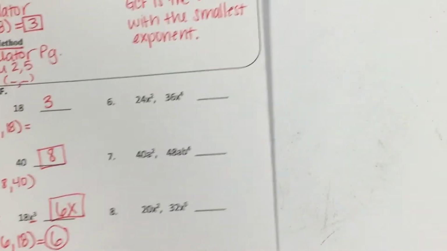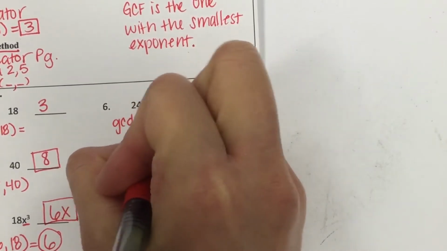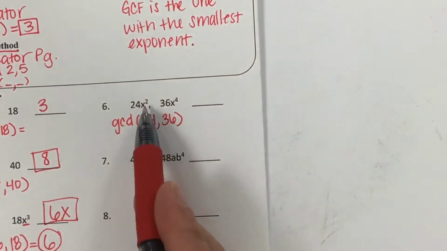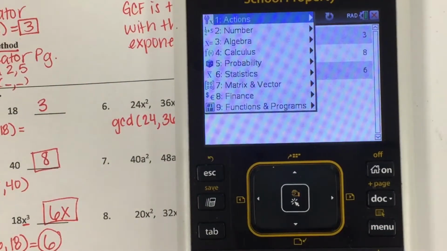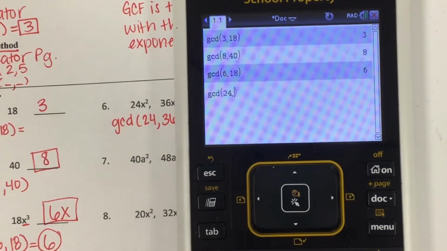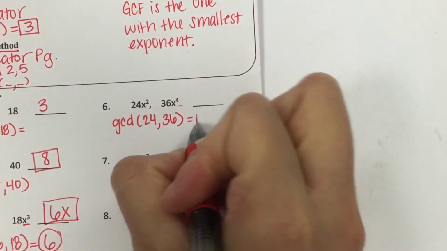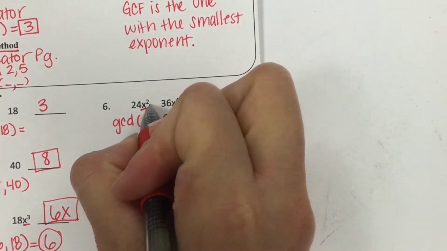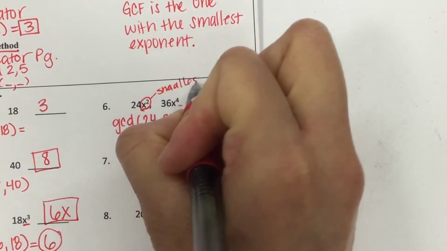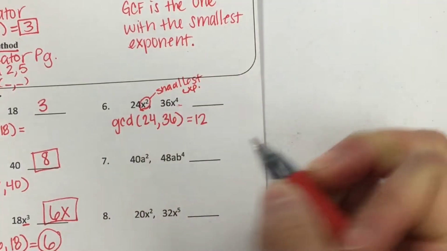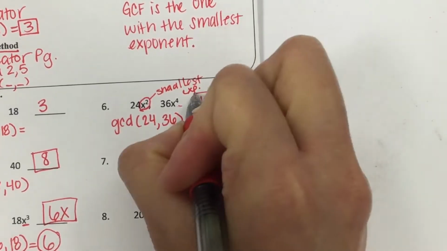Number 6, we're going to find the GCD of the numbers 24, 36, and then we're going to find which one has a smaller exponent. So menu 2, 5, 24, 36, enter. That's 12. So the GCD of our numbers is 12, and x squared is the smallest exponent. So together, 12x squared is our GCD.